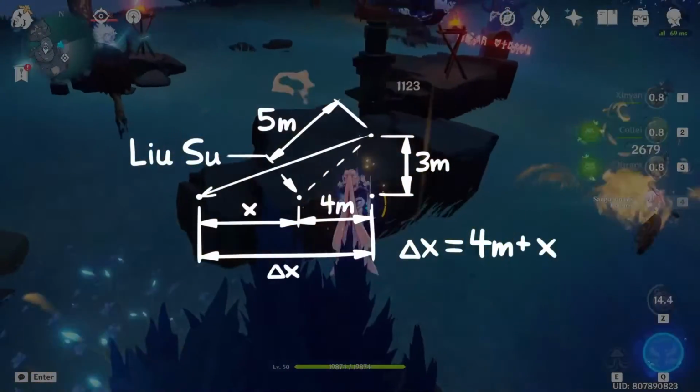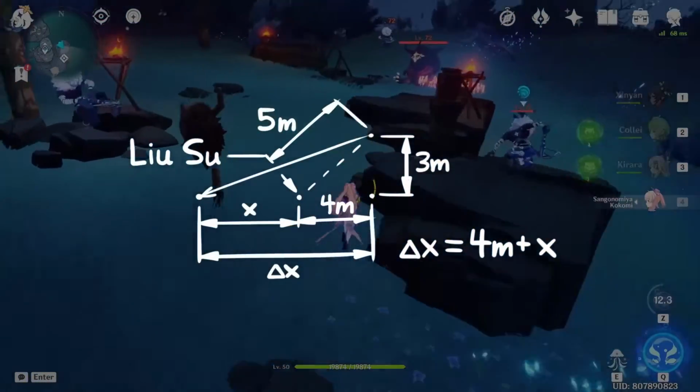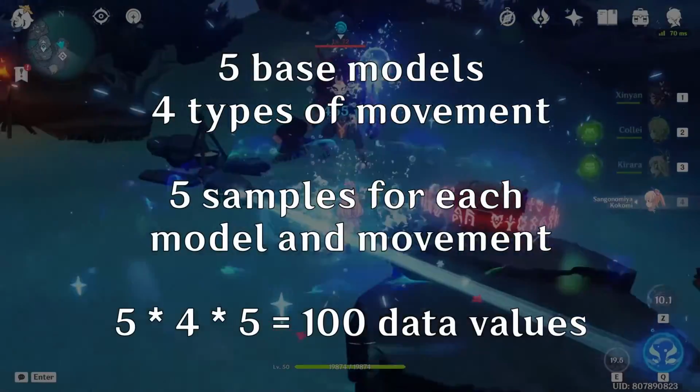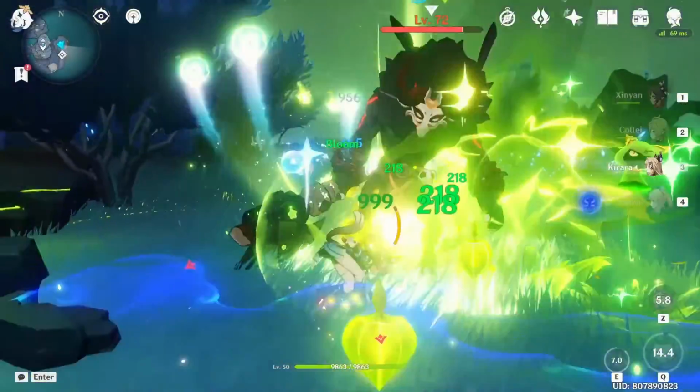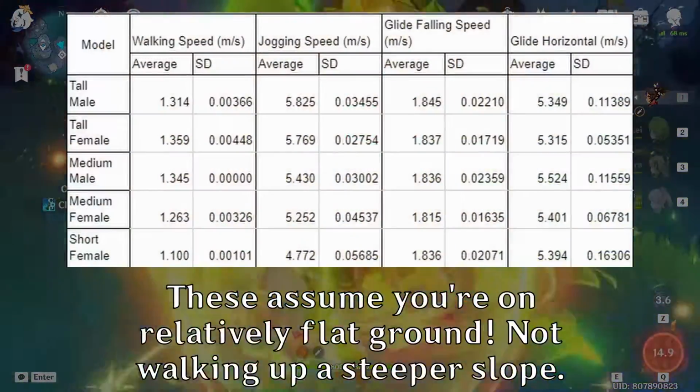Lastly, I decided to only take 5 samples of each. Since this is per character, and for each type of movement, we need to collect 100 values of data. After going through all of that, here's a table with my results.